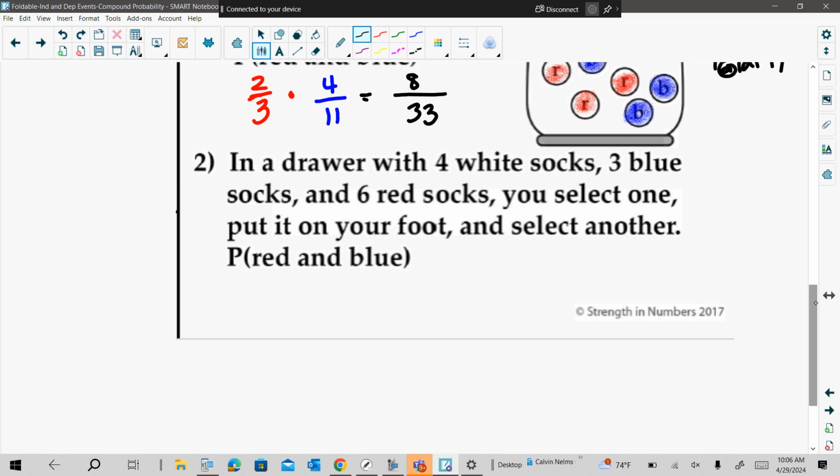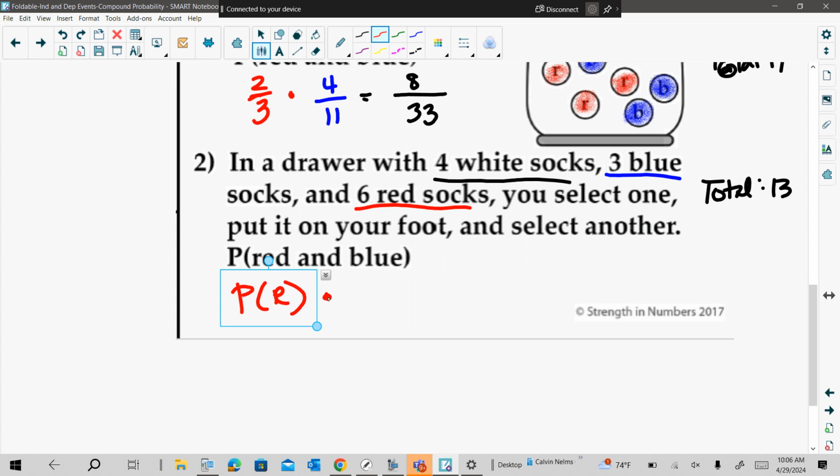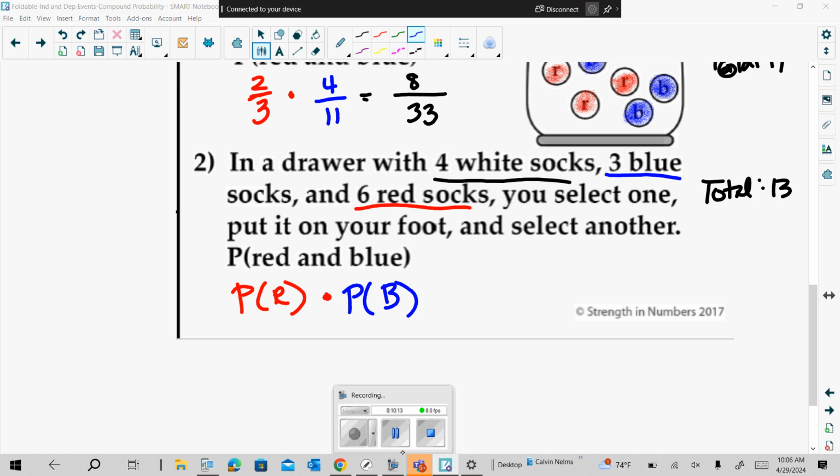All right, new scenario. We're now pulling from a drawer of socks. It tells us here that we have 4 white socks, 3 blue, 6 red. So we need to know our total. 13. All right, so we want you to try to calculate the probability of red, then the probability of blue. It says that once you select one, you put it on your foot, so you don't put it back in the drawer. Then you have to select another one. Once you try this one, we're going to practice understanding independent or dependent, and then some actual calculations.